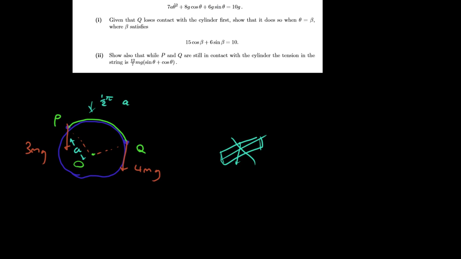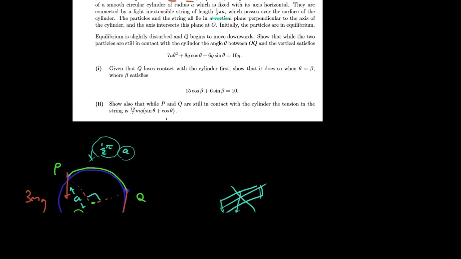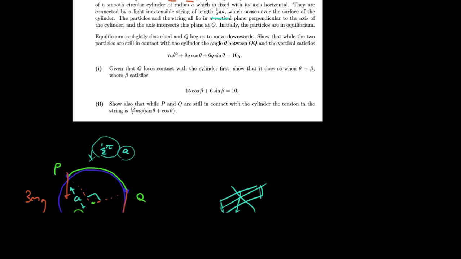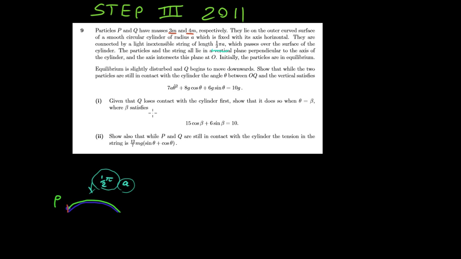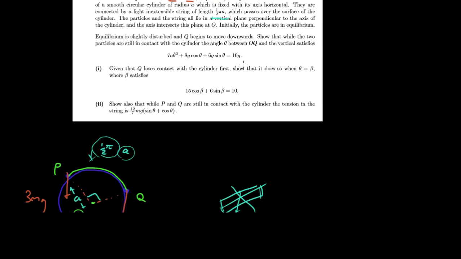Okay, so can you work out this angle here? It must be a right angle, right? Because it's pi over 2 multiplied by a. The radius is just going to be pi r in that case. So that's like a quarter of 2 pi r, or whatever way you want to think about that. Spotting that really helps this question. Makes it a lot easier. So they all lie on a vertical plane perpendicular to the axis of the cylinder. The axis intersects at O.